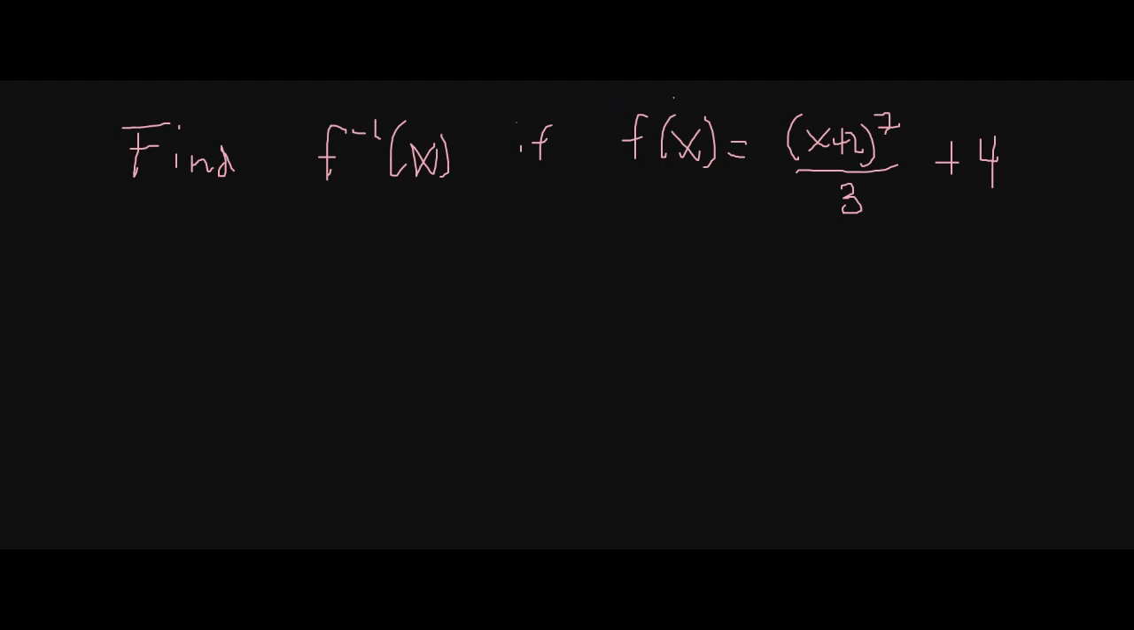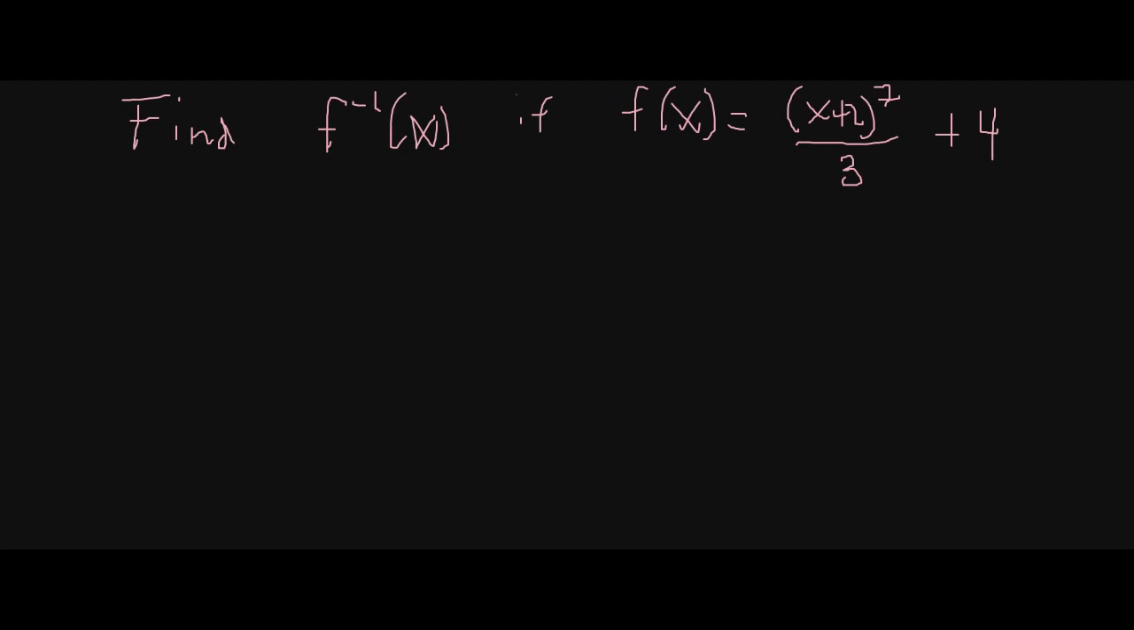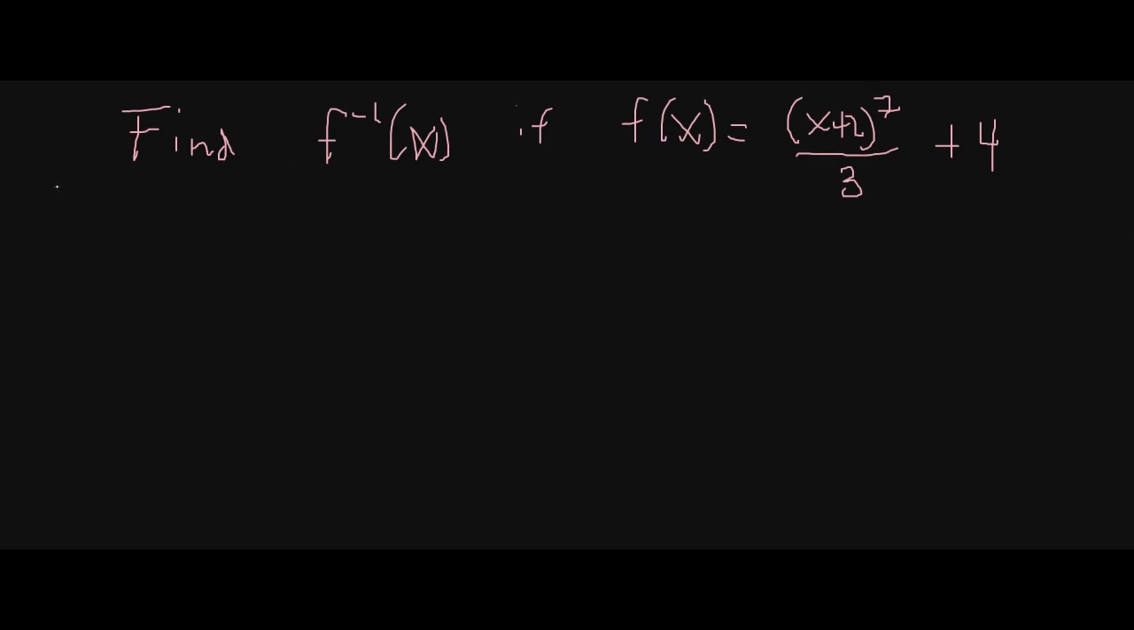Let's go ahead and do this problem because we know we can. First, I'm going to rewrite this as y is equal to (x plus 2) raised to the 7th power divided by 3, plus 4. What do you think the first step is? You're 100% right. We switch our variables. We get the same problem, just switching our variables because we're trying to find the inverse.